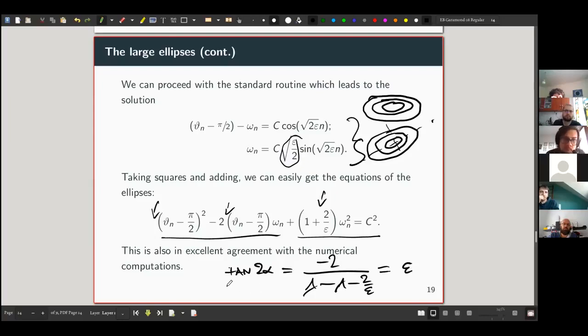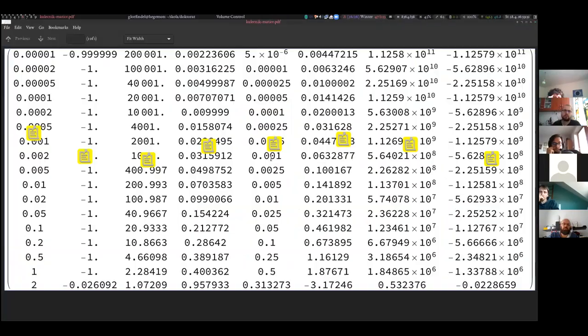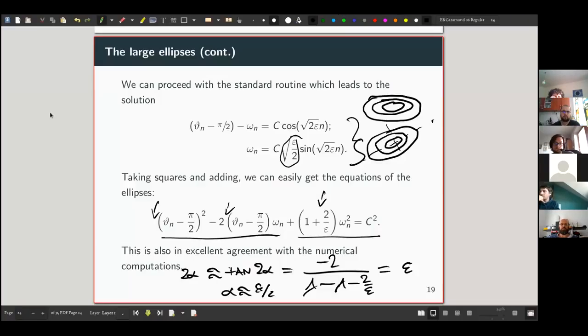So if we just say that the tangent is approximately equal to its argument, then we precisely get this nice result for the tilt. And you can see once more that in this column that shows the tilt, we get pretty much exactly 1/2 of the value that we get for the epsilon. So this is really a nice result that is in great agreement with what we were able to calculate. So this is really a nice thing.